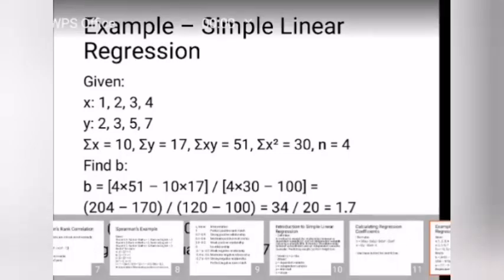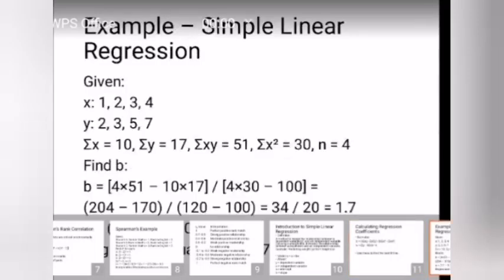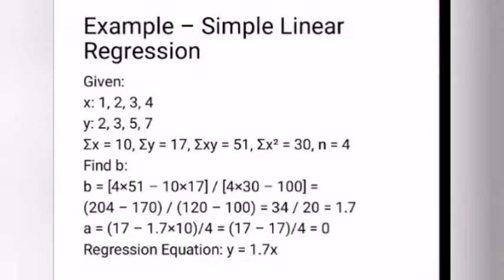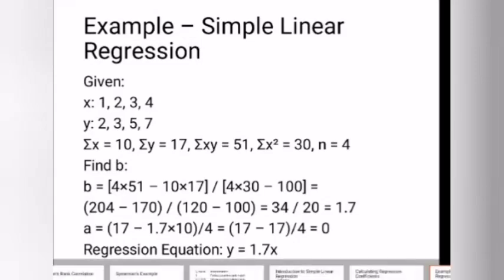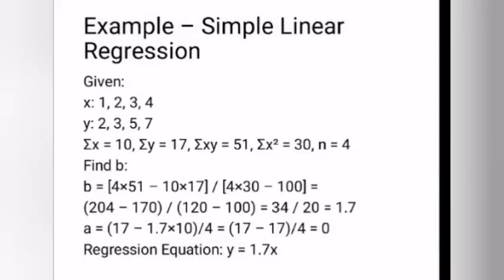So you've gotten b, you would solve for a. And a is sigma y minus b times sigma x all over n. And we have sigma y as 17 minus 1.7, which is b, times sigma x over n.